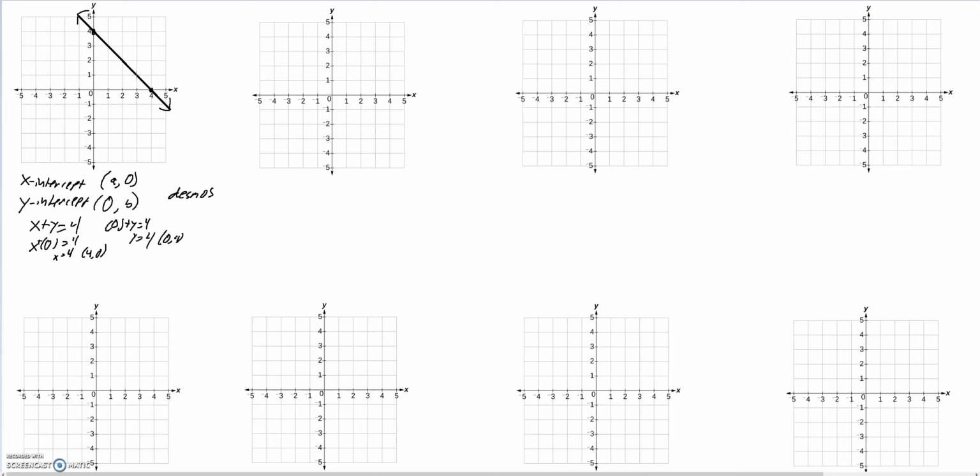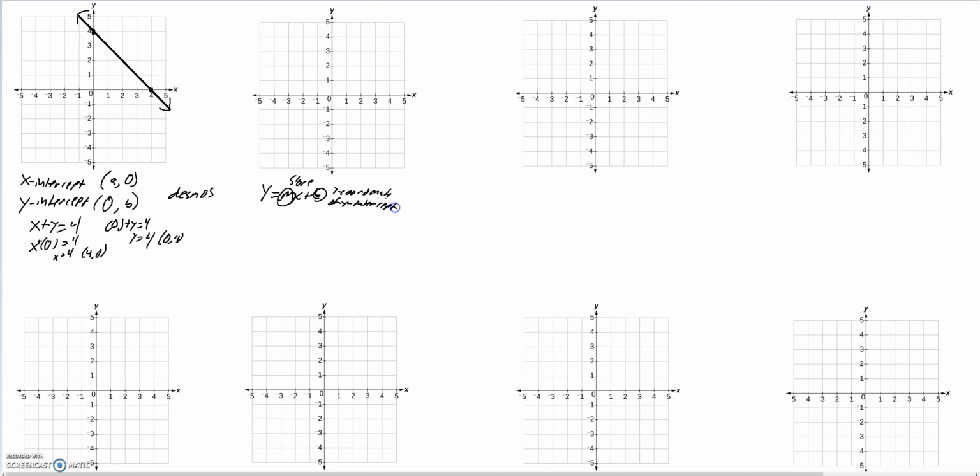Instead, we're going to be looking at converting these into what is called slope-intercept form. Now, slope-intercept form is the form y equals mx plus b. Okay? Well, to find y equals mx plus b, we'll note that m is the slope and b is the y-coordinate of the y-intercept. Okay?